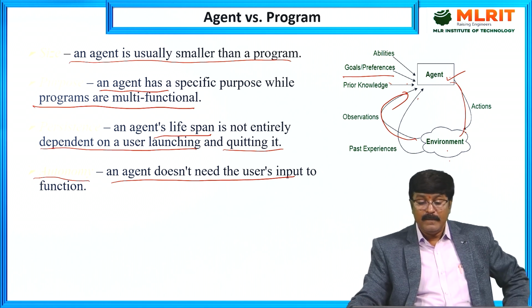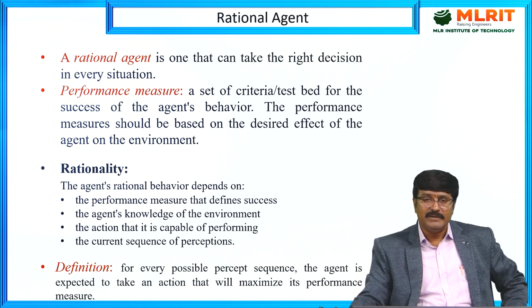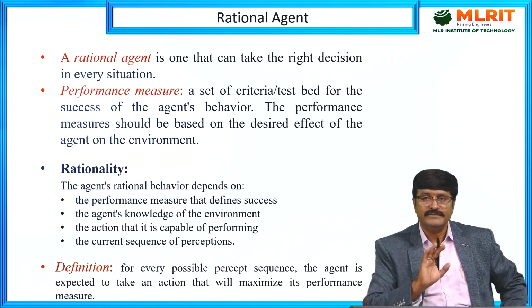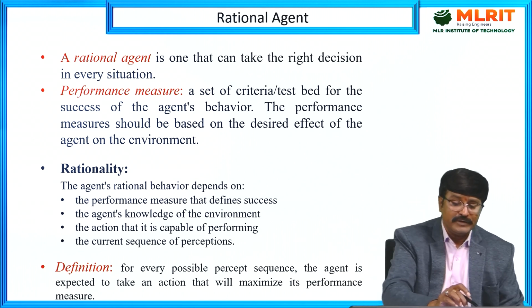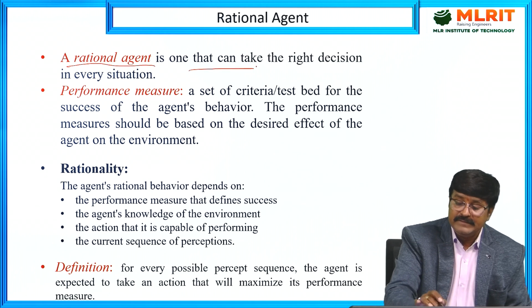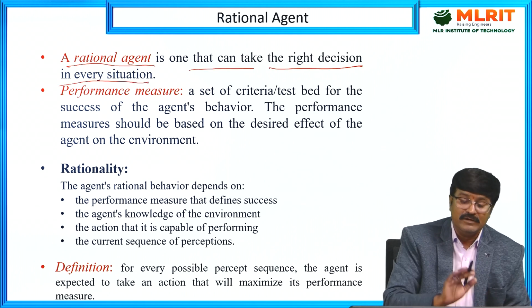And then the rational agent is one of the main things. The study of the rational agent is nothing but artificial intelligence. Artificial intelligence is the study of rational agents. A rational agent is one that can take the right decision in every situation. That is what is called a rational agent.